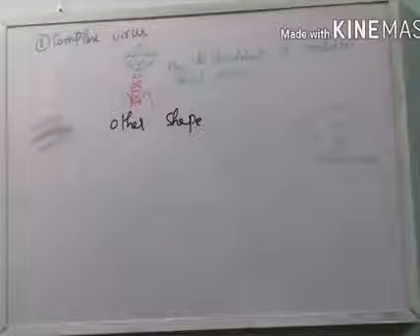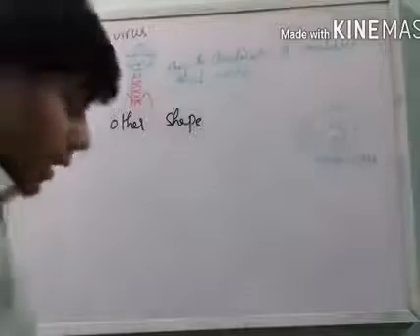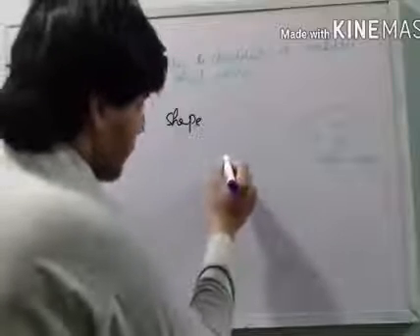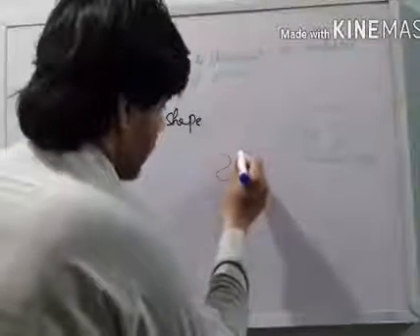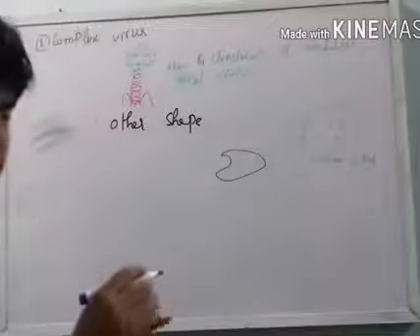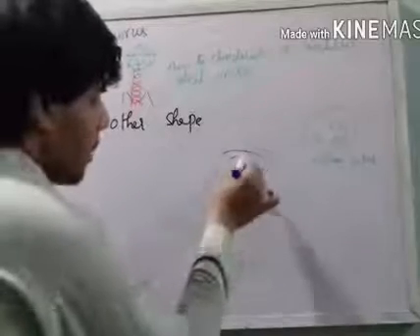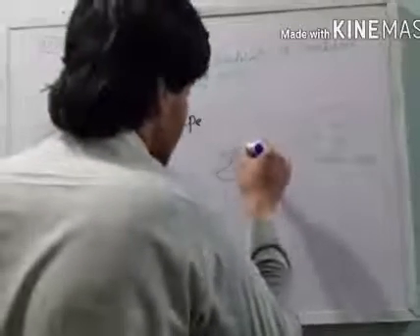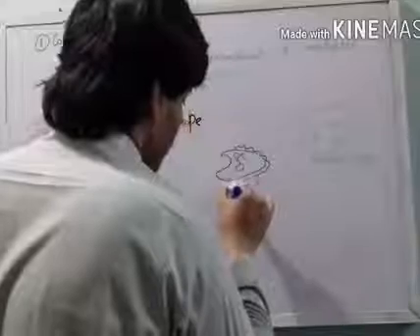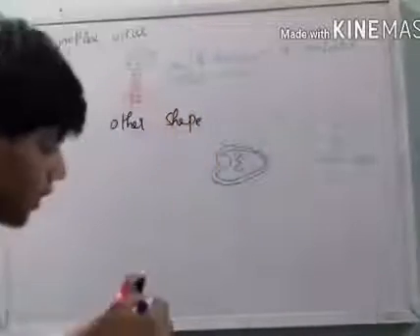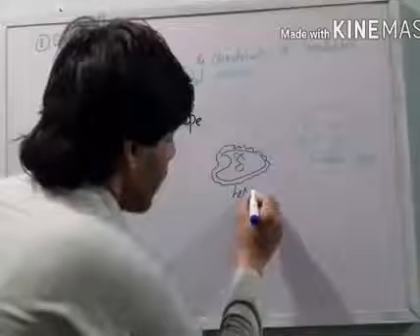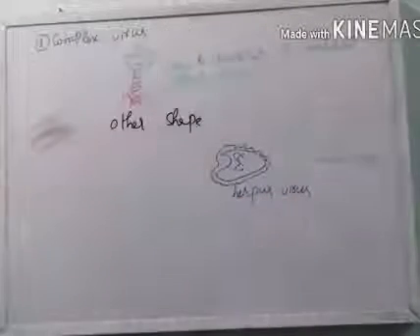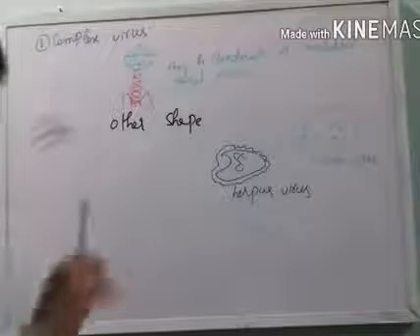And the other one we have is the herpes virus. Now the herpes virus will look like this form, having the genetic material, and they also have envelopes. Okay, this is the herpes virus.